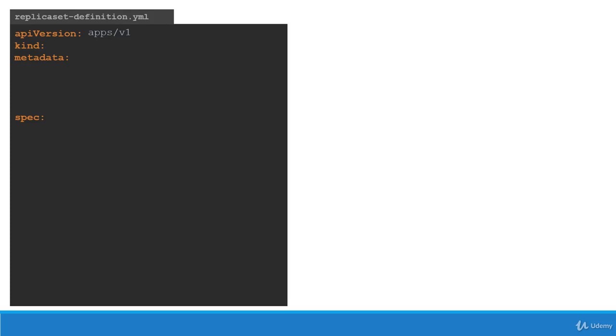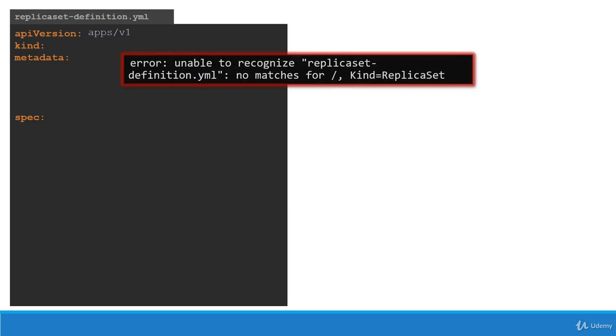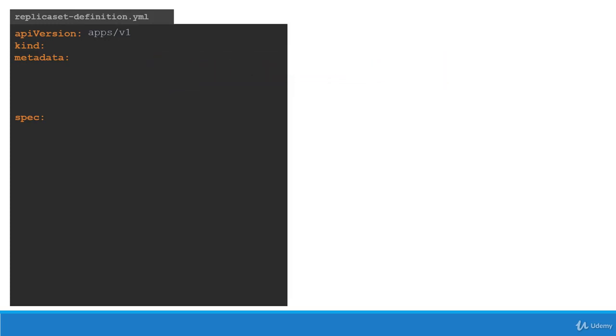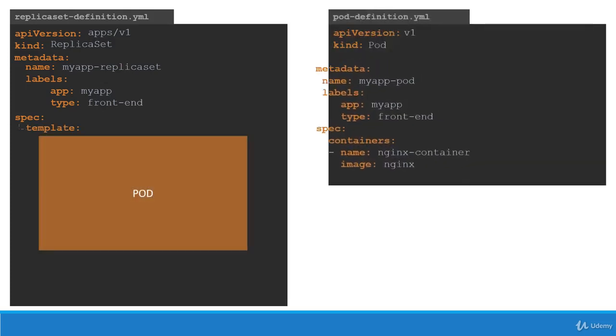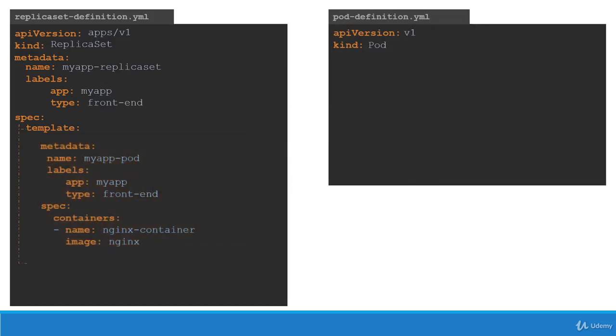If you get this wrong, you are likely to get an error that looks like this. It would say no match for kind replica set, because the specified Kubernetes API version has no support for replica set. The kind would be replica set, and we add name and labels in the metadata. The specification section looks very similar to replication controller. It has a template section where we provide pod definition as before. So I'm going to copy contents over from pod definition file, and we have number of replicas, which is set to 3.